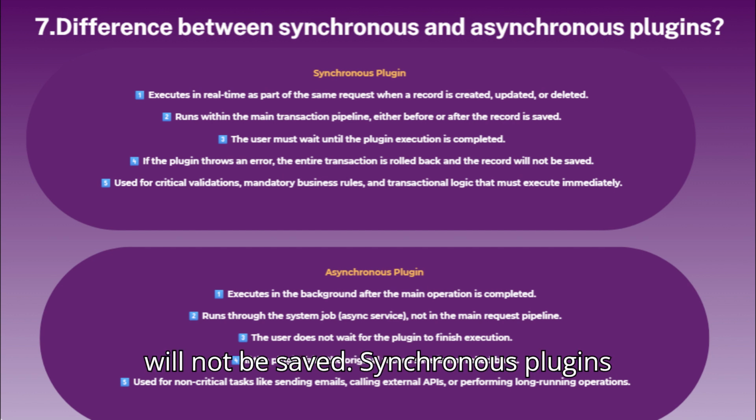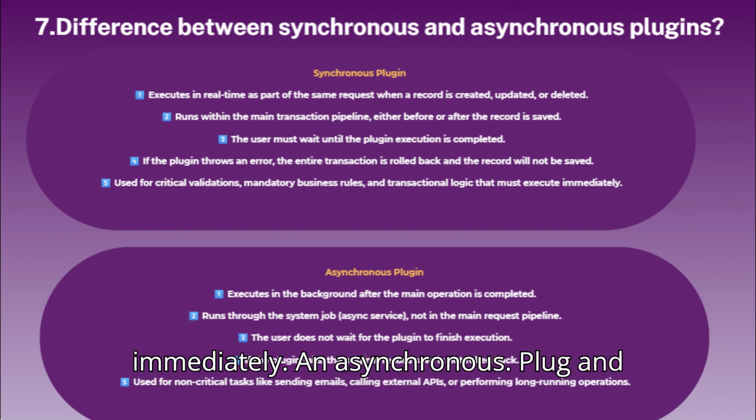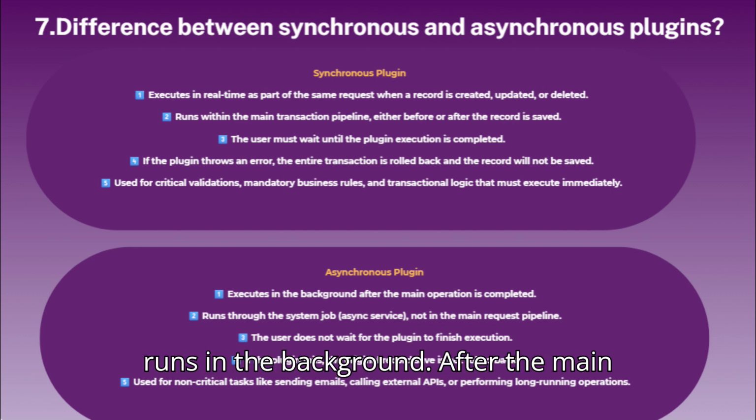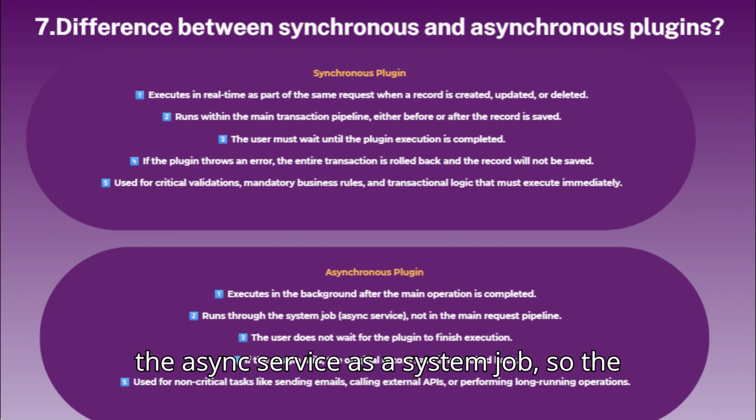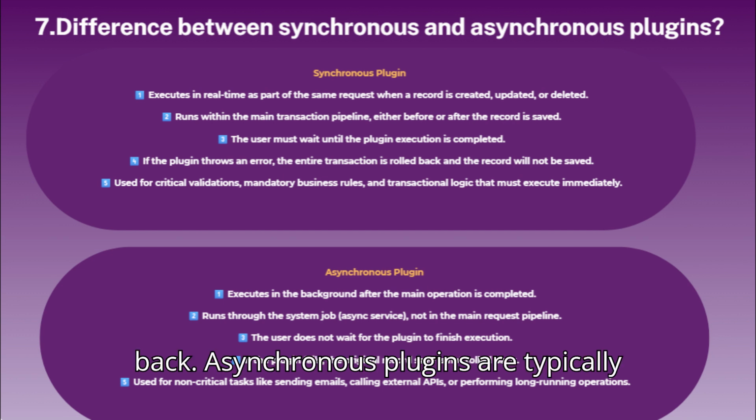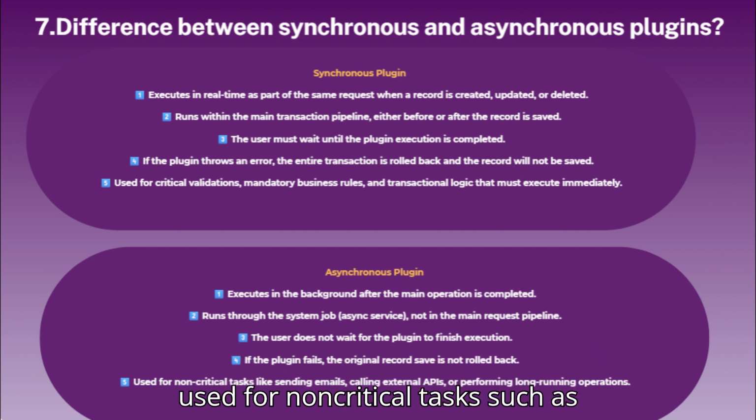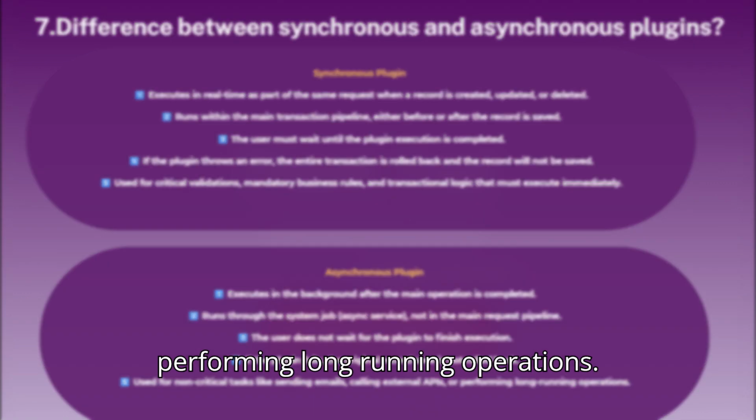Synchronous plugins are mainly used for critical validations, business rules, or logic that must run immediately. An asynchronous plugin runs in the background after the main operation is completed. It is executed by the async service as a system job, so the user does not have to wait for it to finish. Even if the plugin fails, the original record operation is not rolled back. Asynchronous plugins are typically used for non-critical tasks such as sending emails, calling external APIs, or performing long-running operations.